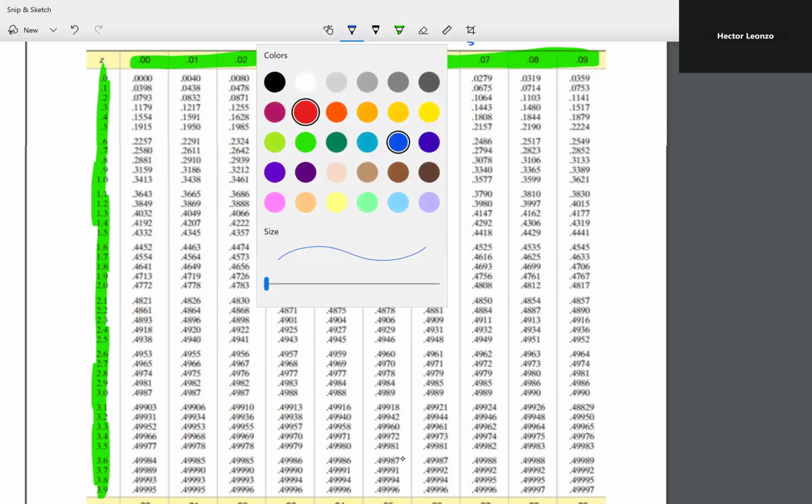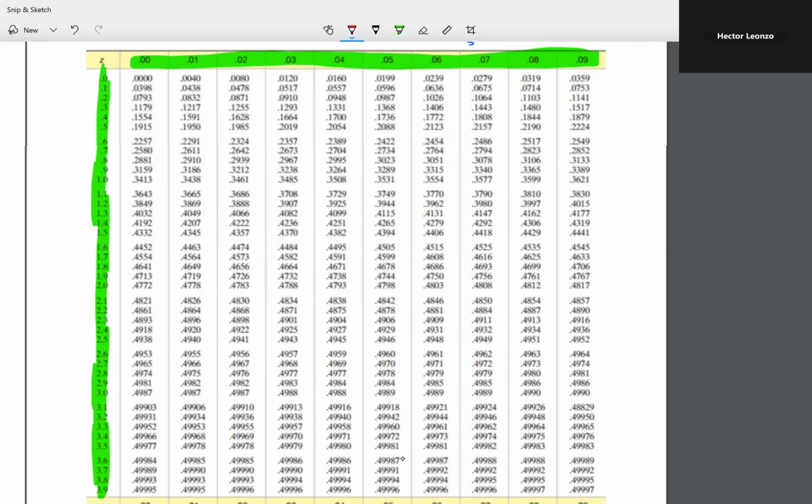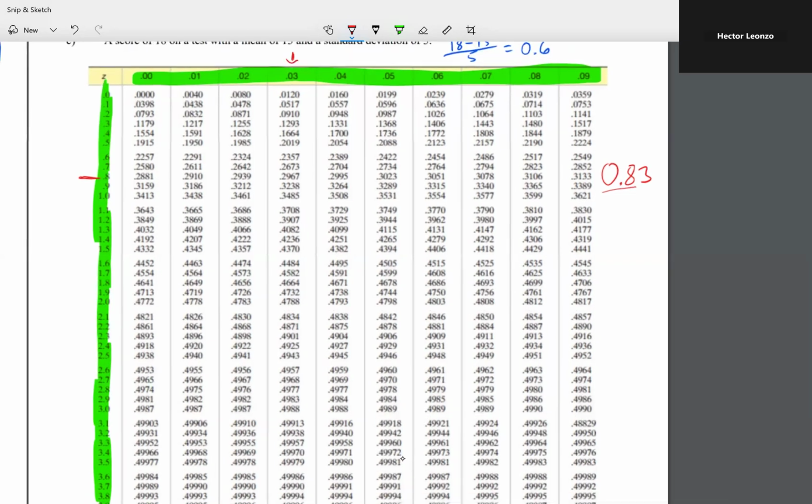For example, let's say I came and told you guys a C-score of 0.83. The first part on the left, I'm going to look up to 0.8, which is right here. My second decimal place comes up here. So 0.83 will be 0.2967. Okay? This is how we're going to read this. Remember, on the left, I have up to the first decimal place. The top completes the second decimal place.